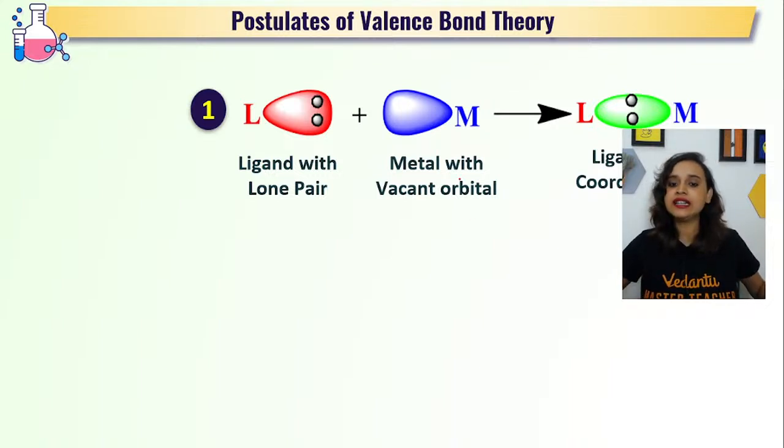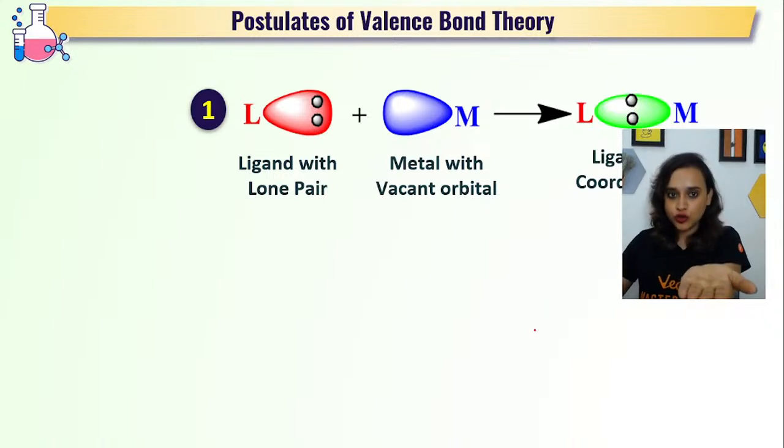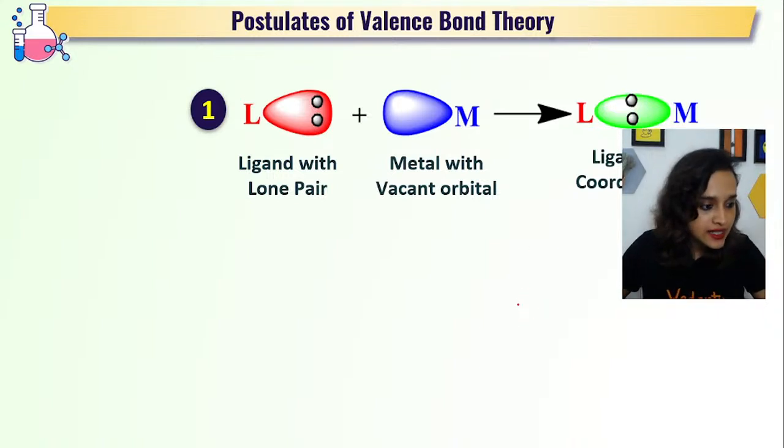Do we understand that the metal comes with vacant orbitals always? The metal will first make it empty, then hybridize it, and then say, hey, why don't you give me some lone pair? That's the metal's approach.